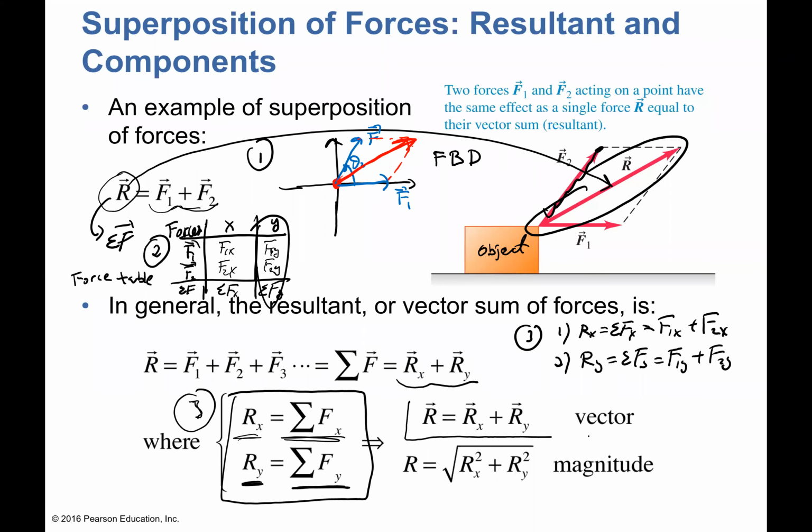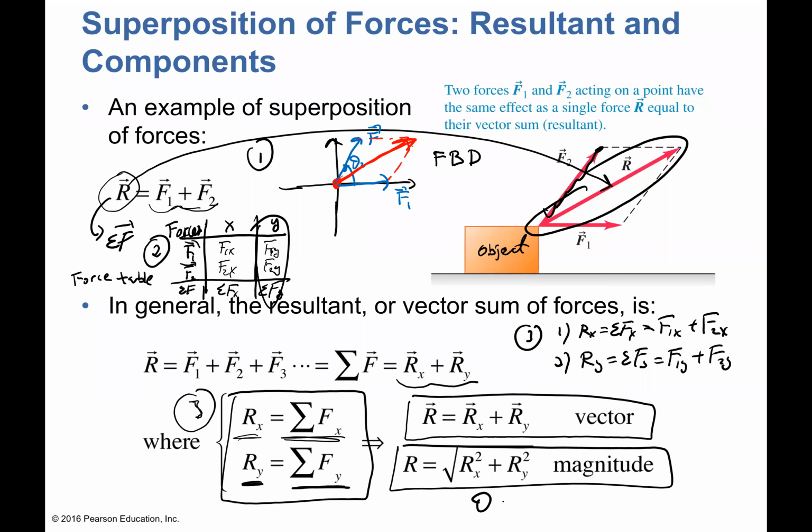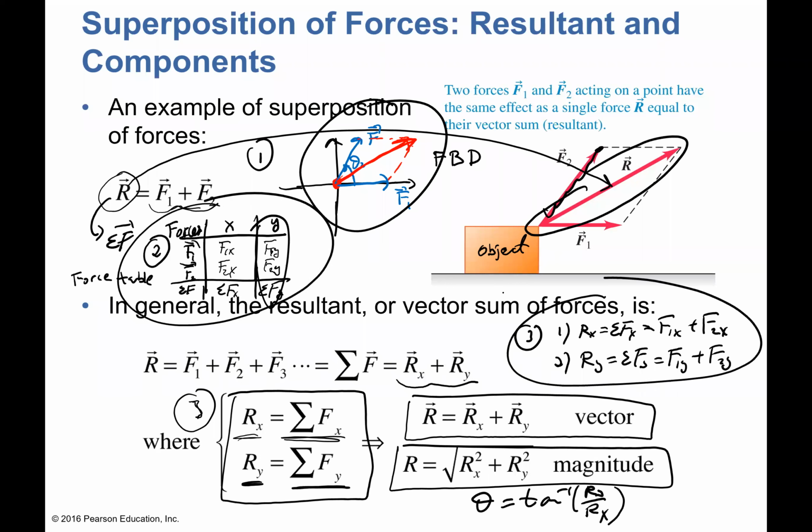As soon as I find the components, then I can use them to find the magnitude of my resultant. And I can use inverse tangent of Ry over Rx to find the theta for that resultant. Again, estimate, then make a table, get your equations, and this is technically part 4, which is finding the magnitude and the direction. Okay. Again, this is the same thing we've been doing.